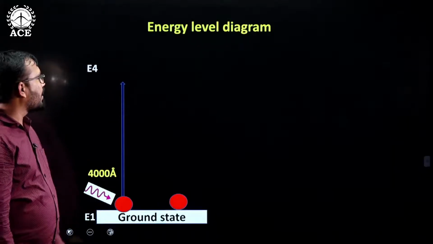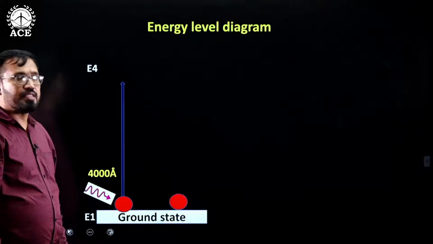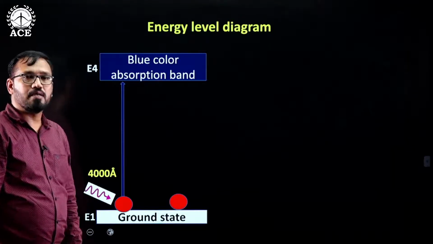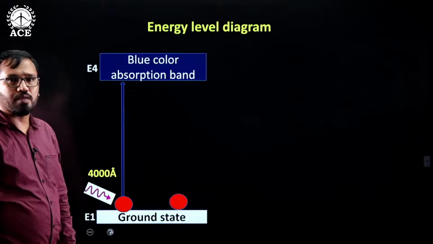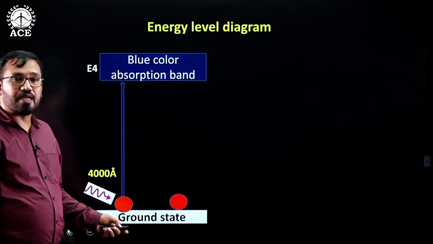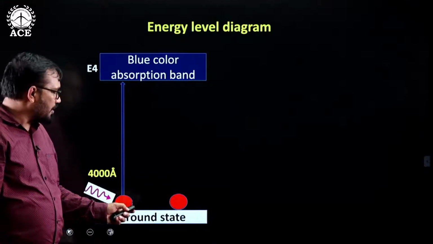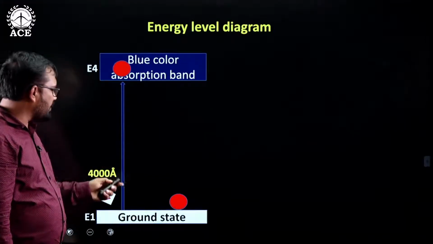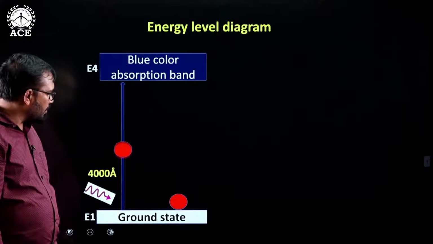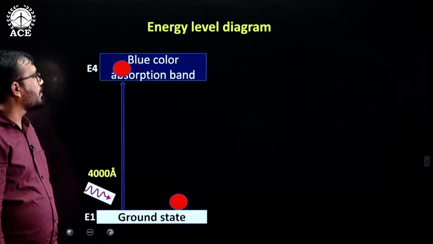This level is called the E4 level. Which level is it exciting to? E4. The blue color absorption band. The atom is excited to the blue color absorption band. Similarly, I said bluish green color. One is blue color, next is green color. So the atom is excited. See one more side. When a photon falls on it, what happens to the atom? This atom is excited to the blue color band.